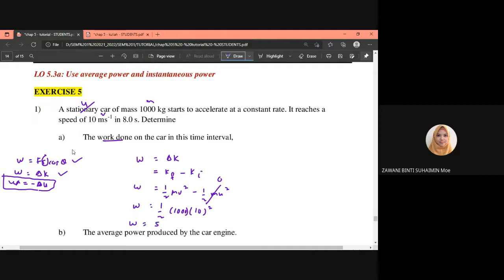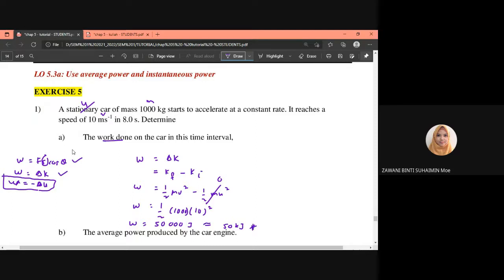50,000 joules. Okay, ataupun you nak sama jenis, guna prefixes pun boleh, iaitu 50 kilojoules. Boleh juga. Okay, so macam tu.